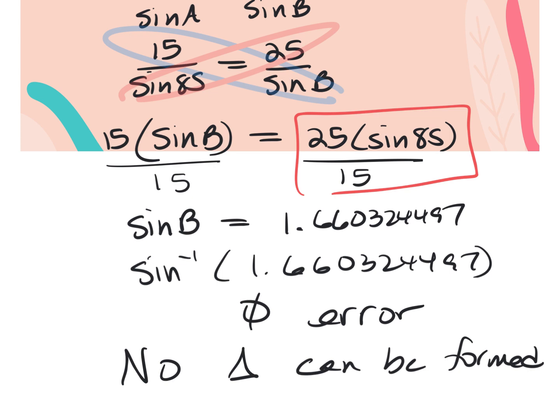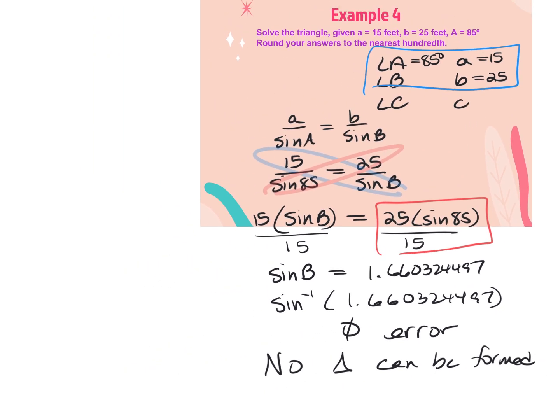You know, like if you try to draw it, here you could say A is 15 and then maybe B a little bit longer, 25. And then you would have tried to close it up and say this is 85 degrees because that should have been angle A, but you can't close it up. It wouldn't close up. The sides would be too short. So no triangle can be formed.